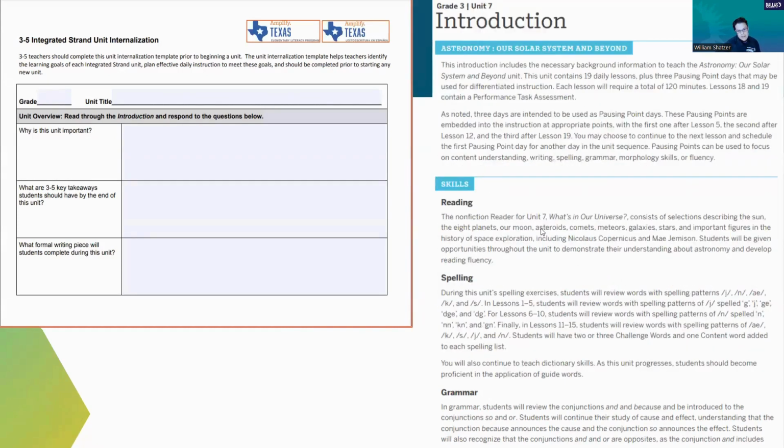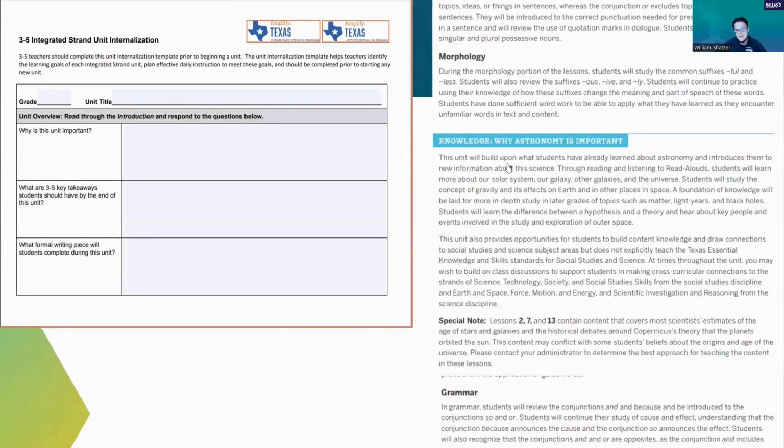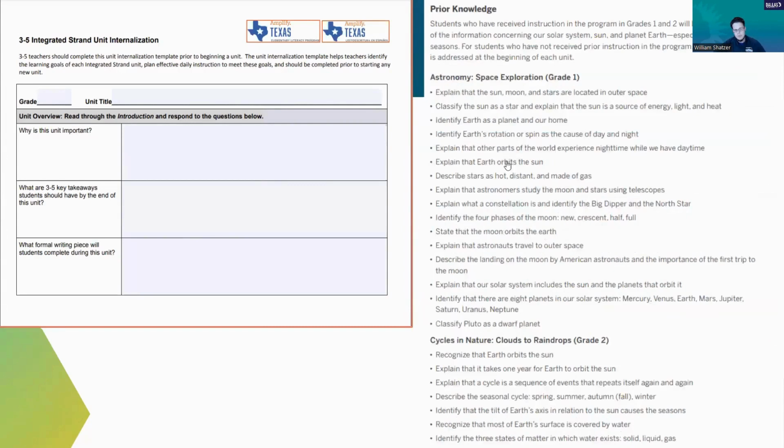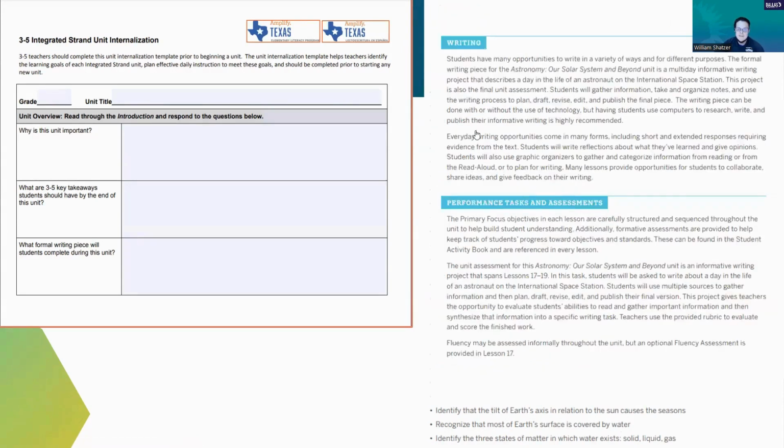So we have our reading skills, the spelling skills, the grammar skills, the morphology, and here directly is why this unit is important. So this is obviously going to be the piece of information that I use to fill out our very first question of why is this unit important. Provides you your grammar lessons, tells you what your prior knowledge is, so what your students should have achieved in 1st and 2nd grade, and then gives us the writing assignments and the performance tasks and assessments for that specific unit.